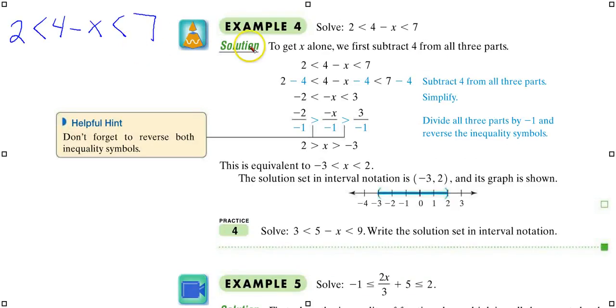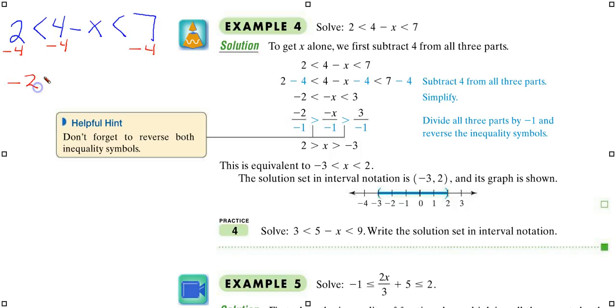Now, another type of example we're going to have here in example 4 is something that looks like this, and I've written it out. So what would be the strategy to solve something like this? Well, the key is to isolate the x. So here we have to subtract 4, but to keep it balanced, we have to do that from each part of it. And I suggest this technique.